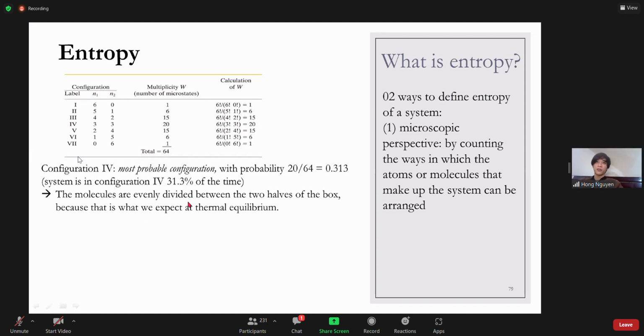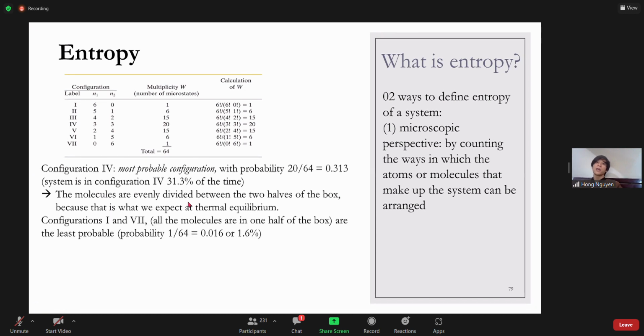Now I continue with configuration 4. This corresponds to the situation that the molecules are evenly divided between the two halves of the box. Okay, and this is also the configuration that we see the most statistically. If we look again at configurations 1 and 7, the probability for them to happen is only 1.6%. It's only 1.6%. And these are the least probable configurations for our system of only 6 molecules, right?